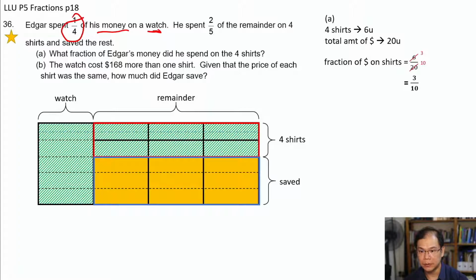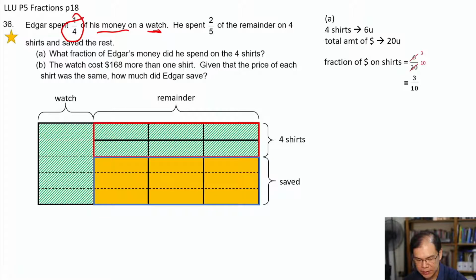I will split one row like this into 2 smaller rows. So now I have, this is 1, 2, 3, 4. So this is for one shirt. Now this is for one shirt. Okay, I'm going to shade. This is for one shirt. Huh? This is for one shirt? Make sense or not?